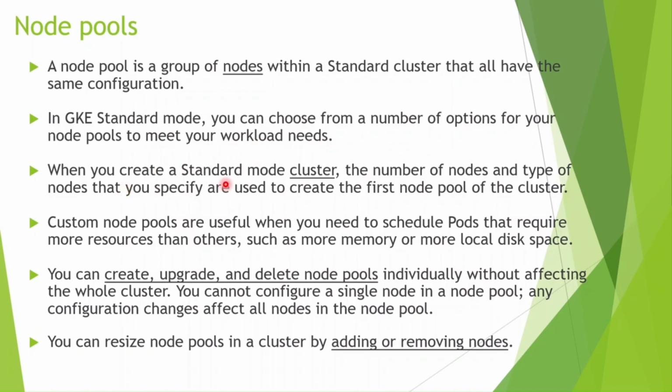And when you create a standard mode cluster, the number of nodes and type of nodes that you specify are used to create the first node pool of the cluster. So whenever you create a new cluster, you find a default node pool also. That is the first node pool, but you can create more node pools according to your need. Custom node pools are useful when you need to schedule pods that require more resources than others, such as memory or more local disk space. So if your applications need more memory, you can create a memory-intensive node, and according to that you can deploy your applications.